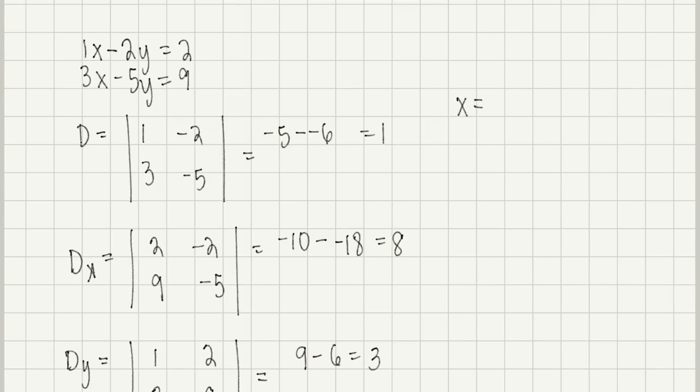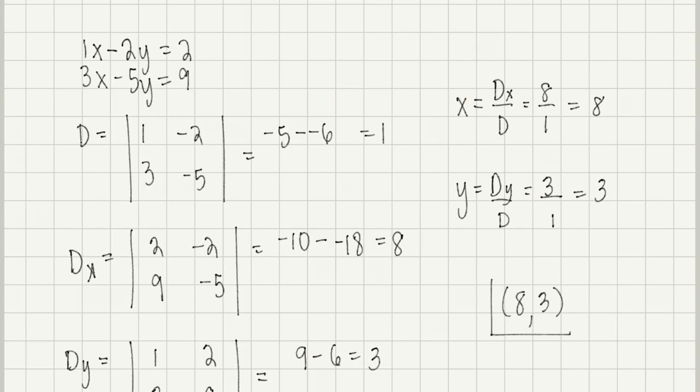So x is equal to, remember, dx over d, which is 8 over 1, which is 8. And y is equal to dy over d, which is 3 over 1, which is 3. So our answer is 8, 3. And that is solving systems using Cramer's rule.